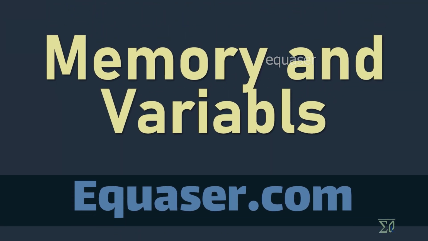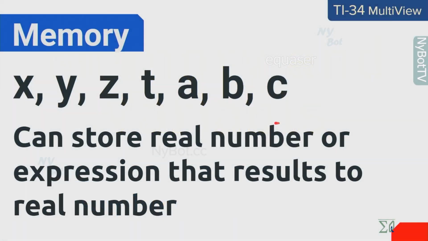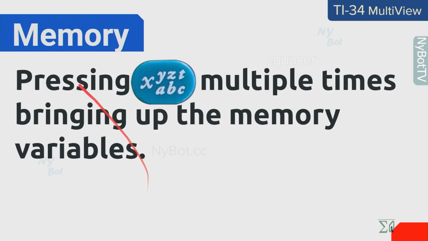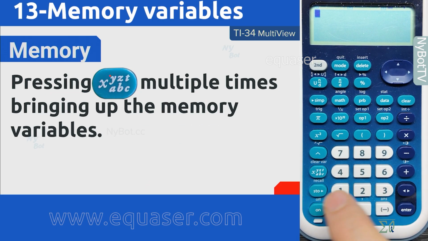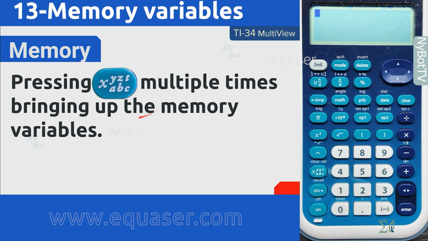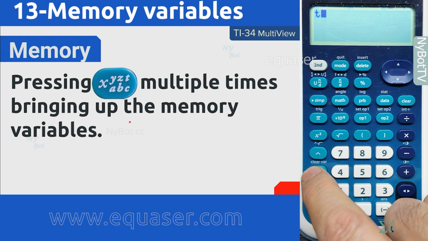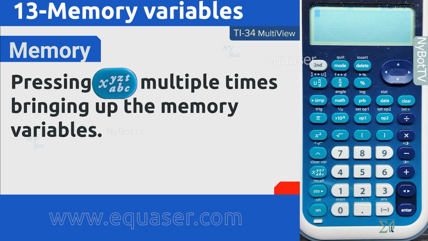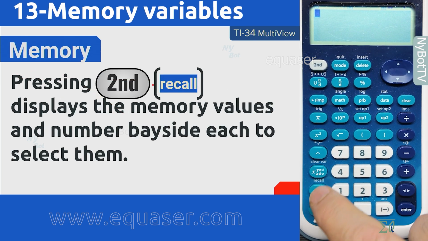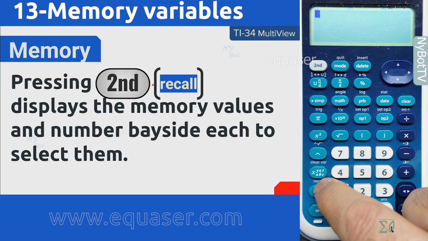Now let's have a look at the memory and stored variables. This calculator has X, Y, Z, T, A, B, C independent variables that you can store a real number or an expression that results in a real number. Pressing this button here multiple times brings up the memory variable. If I press it, you will see X and then Y, Z, T, A, B, C, and it goes back to X.